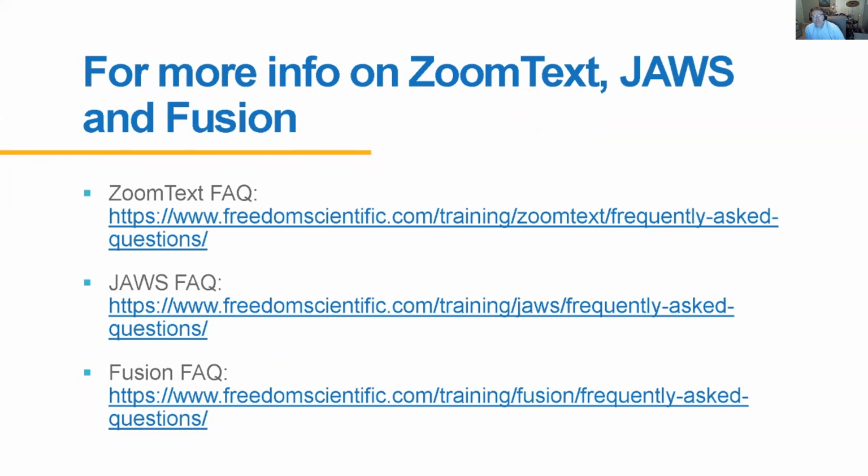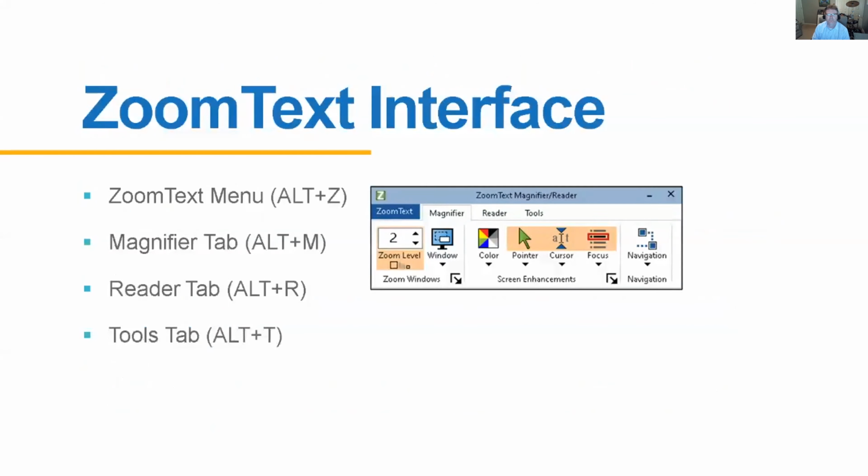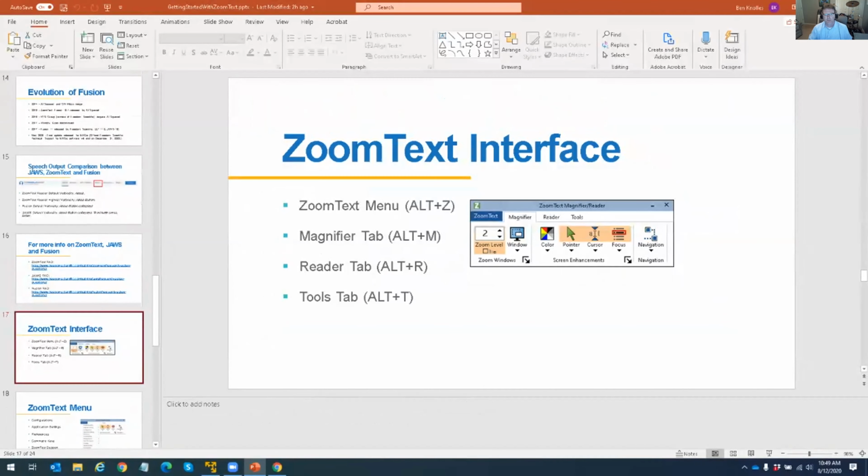There are some links in here for more information on ZoomText, JAWS, and Fusion. You can go to the Freedom Scientific training site and find the frequently asked questions about these products. I'm going to switch to the virtual machine here so we can start demoing ZoomText.